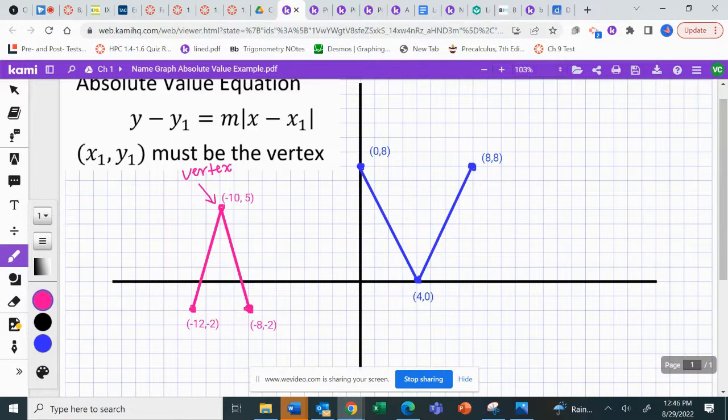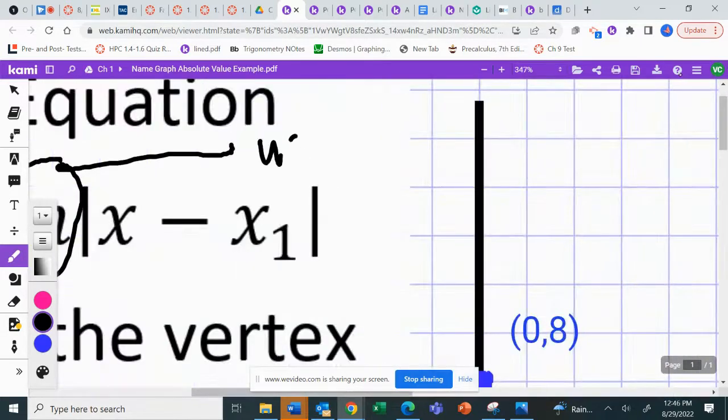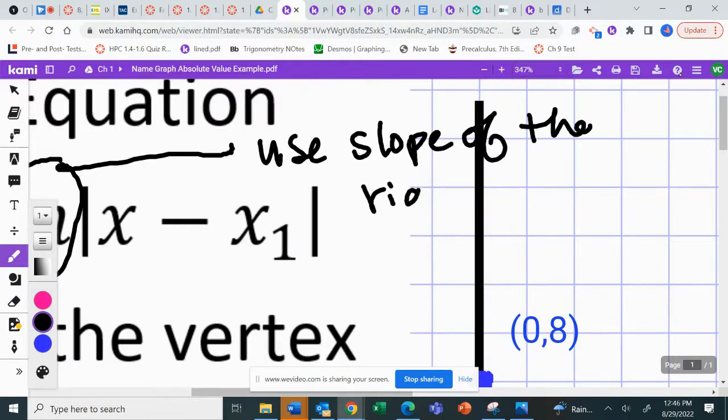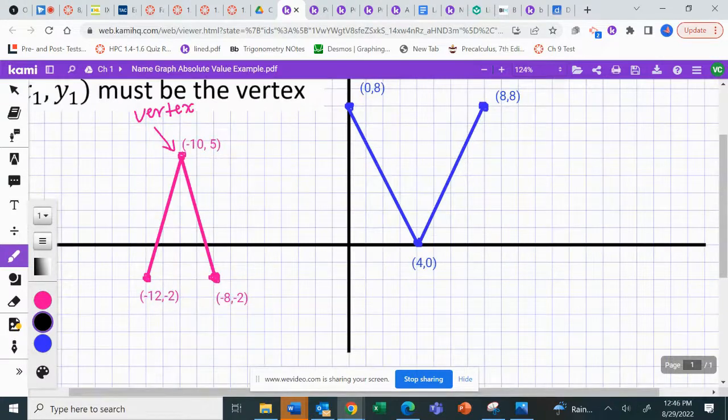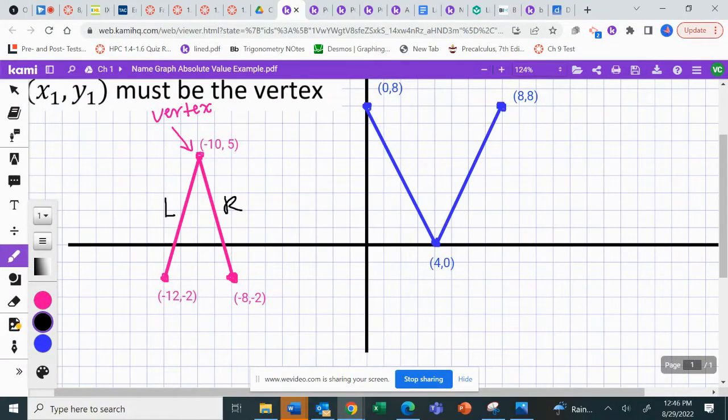The slope that we're going to use for this equation, I kind of wish I put this in a different color, is the slope of the right side of the V. It doesn't matter if it's facing up or facing down. It's going to be the right side, the right diagonal. So you've got your left and your right side. Left side, right side, we use the slope of the right side.